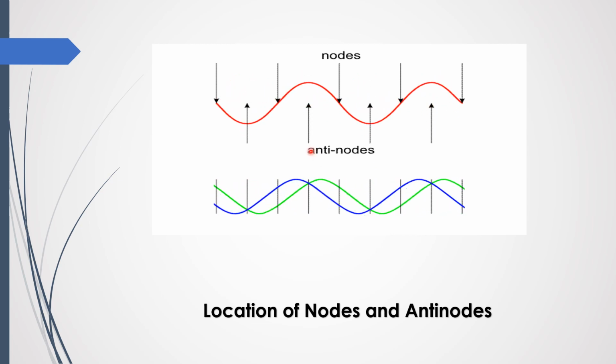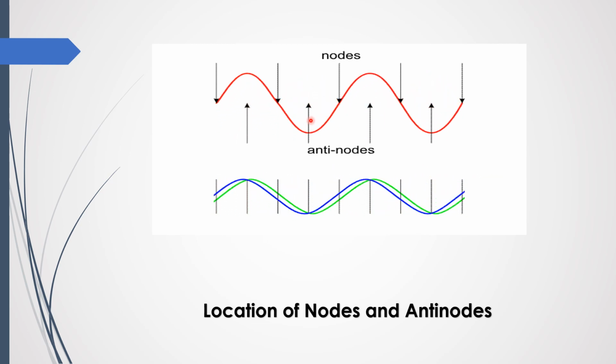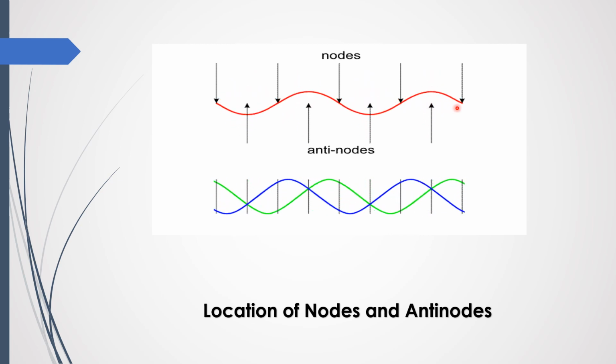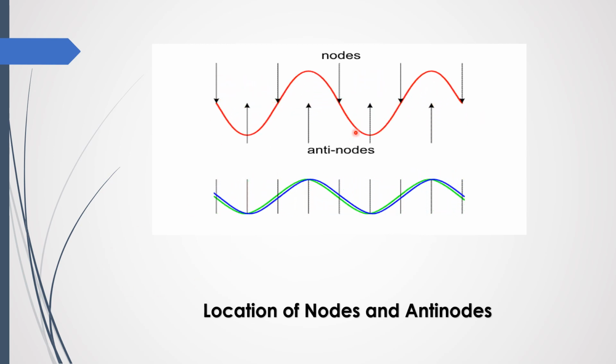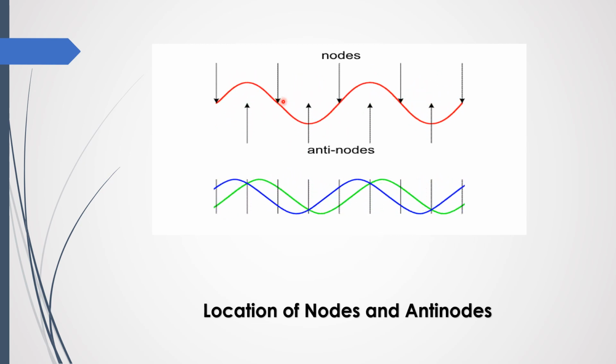And if we talk about antinodes, we have lambda by 4, which is half of the half wavelength, then we have 3 lambda by 4, then we have 5 lambda by 4, 7 lambda by 4, and so on. So these are the points where the displacement is at its maximum or at its minimum.